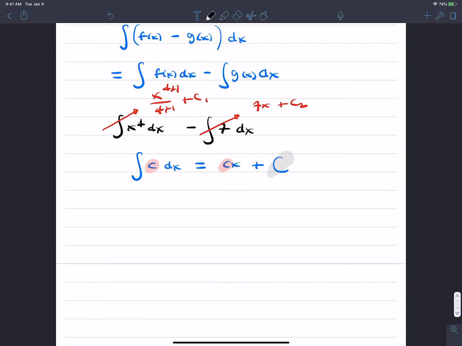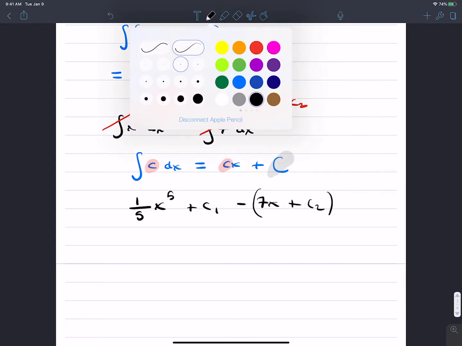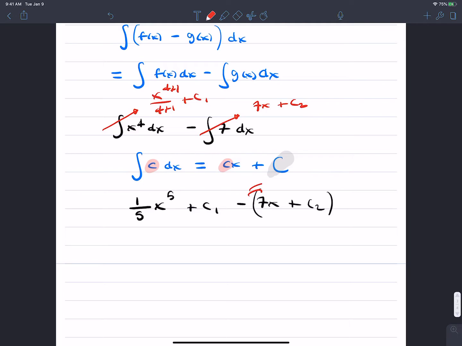So if we do the work down here, we get 1/5 x to the fifth, because 4 plus 1 is 5, right? Plus c1 minus 7x. Now I'm going to do something here that's really technical. Students really start to ask these kind of questions here. Right? Because you are actually subtracting a sum, and you are going to have to distribute here. So you end up with 1/5 x to the fifth plus c1 minus 7x minus c2.